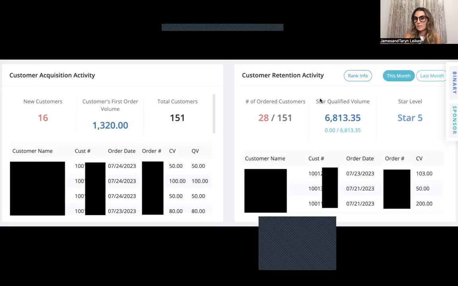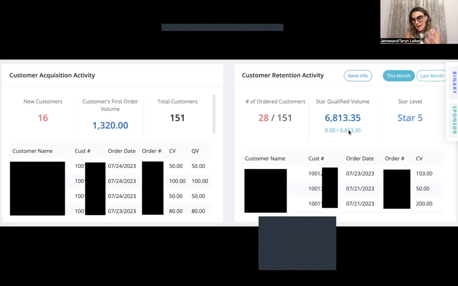Now let's go to star qualified volume. There are two numbers here. The one on the left, honestly, if it were me, I would always have it be 0. Here's why: that is how much you as a brand partner have purchased that is helping your volume. You will not get commission on that. So if this was 500 and this was 6,300, you're only going to get commission on the 6,300. Let's break that down and pause for a second.